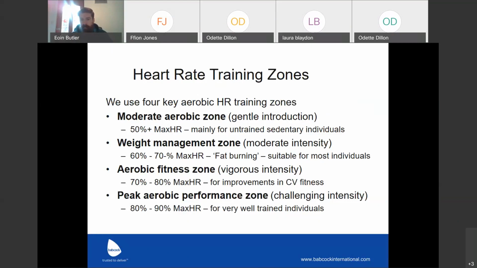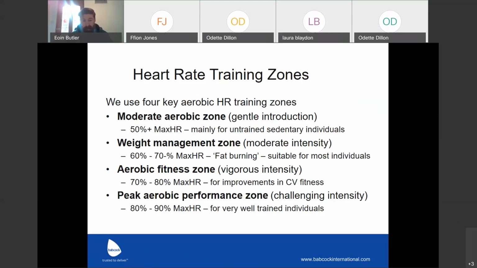Is it 220 minus your age? So that's your maximum heart rate, 220 minus your age. And then to work out, for example, the aerobic fitness zone, you would take that maximum heart rate, times it by 70, and then the answer that you get divided by 100, then that's the heart rate that you're aiming for to ensure that they are working in their aerobic fitness zone.